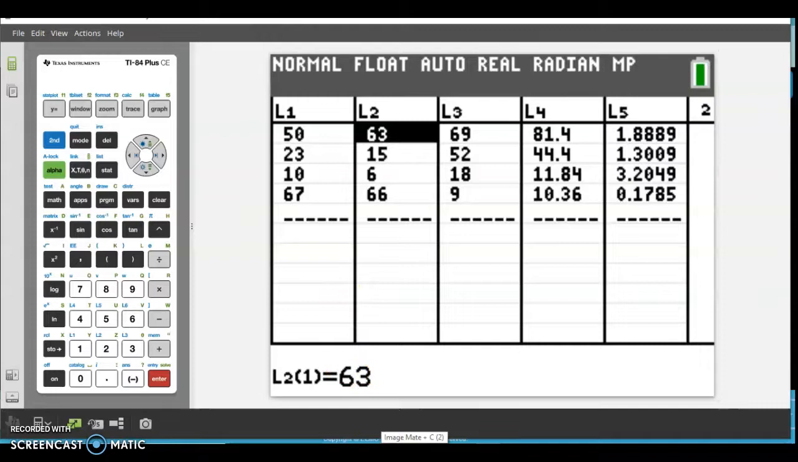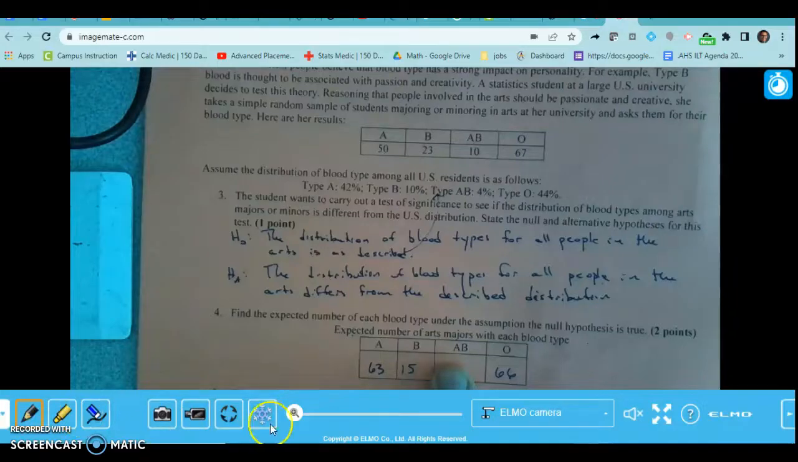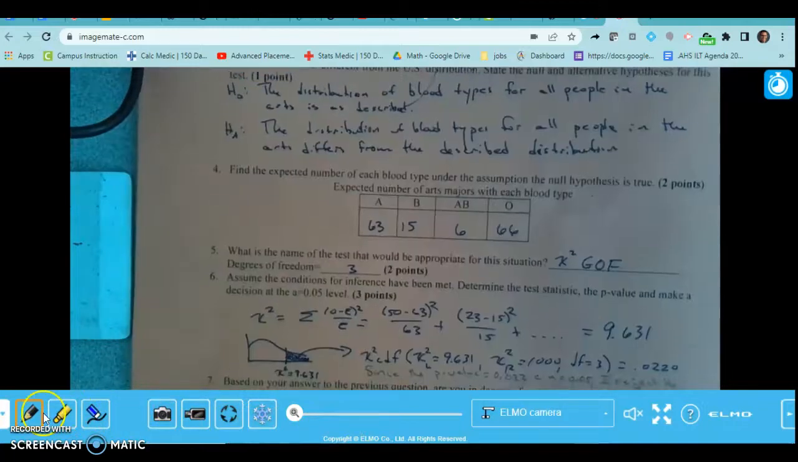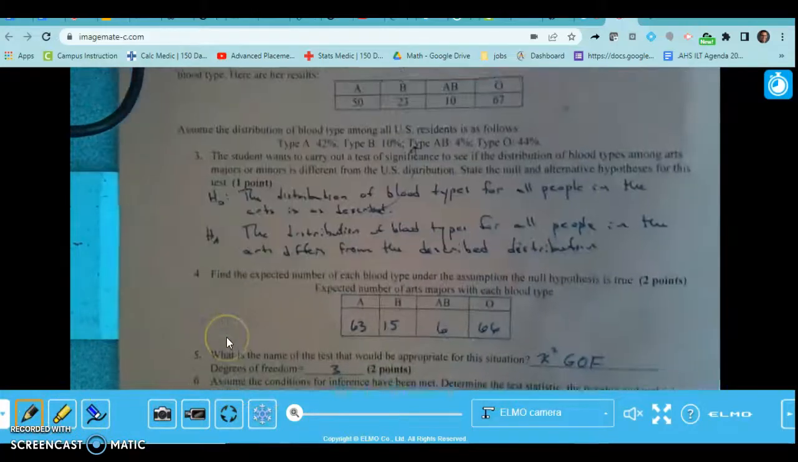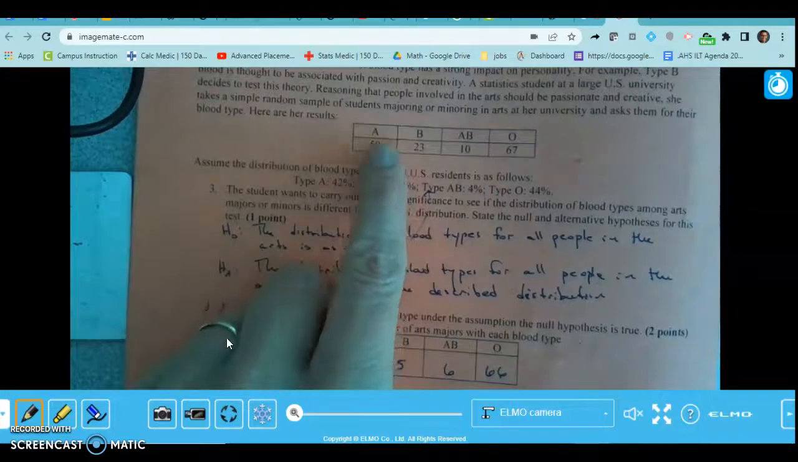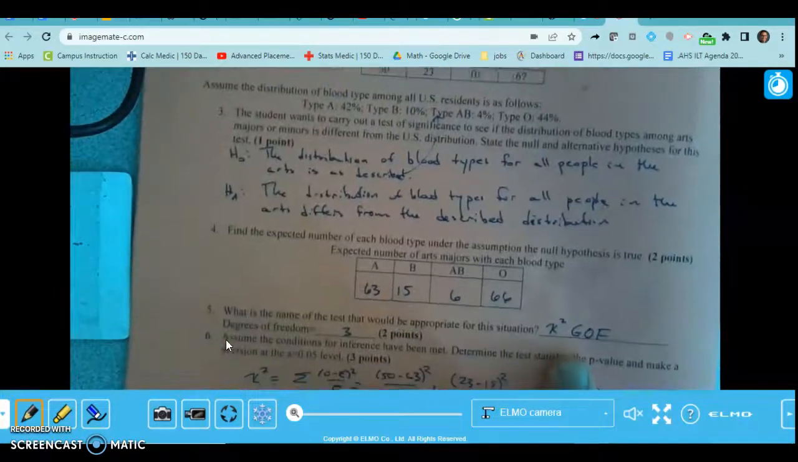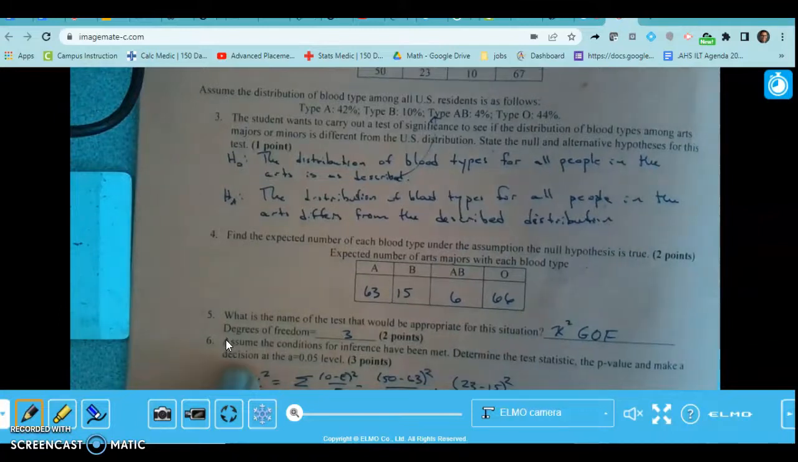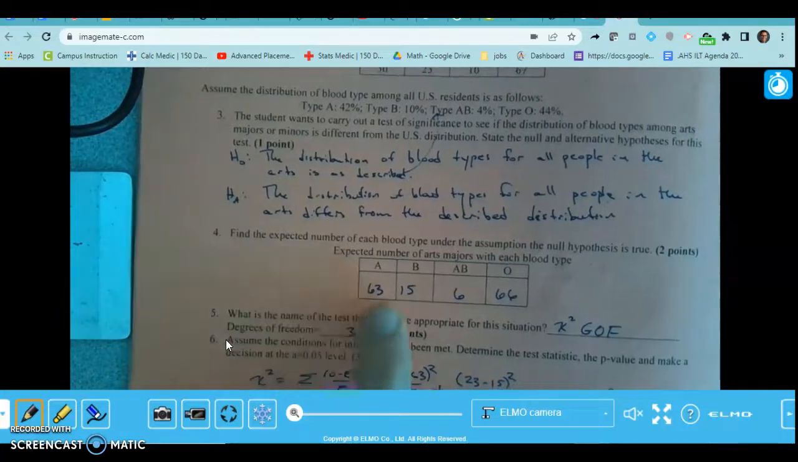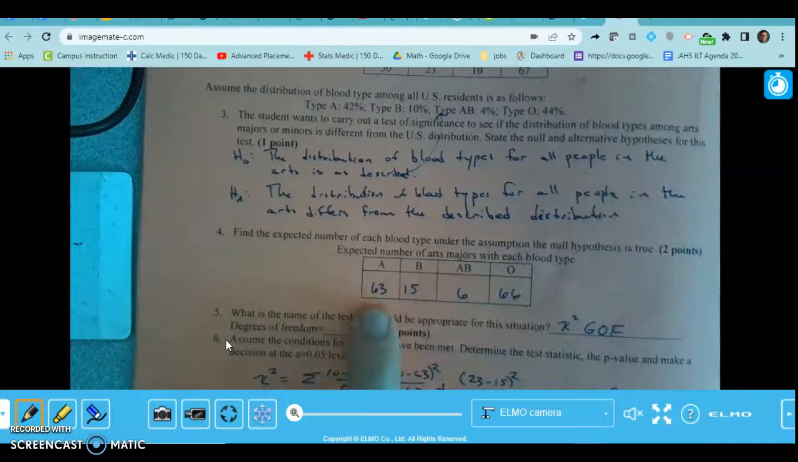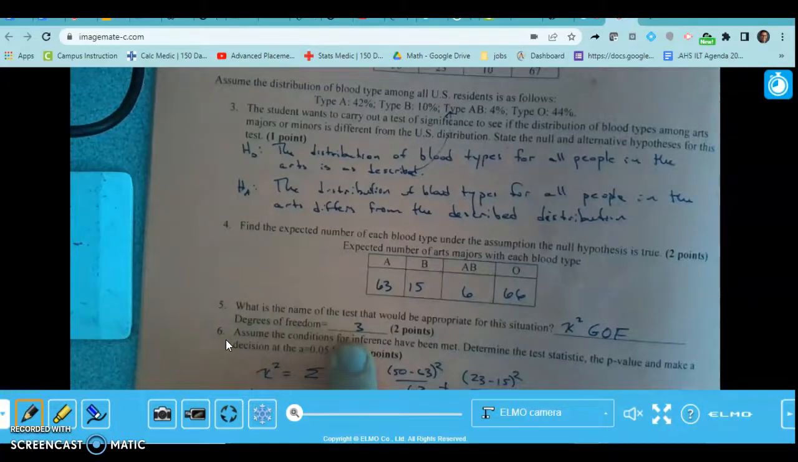So questions 3 and 4 would be as described. So the question is, how well do the observed values fit these proportions that we expected? Therefore, we have a goodness of fit for question 5. Degrees of freedom is the number of categories minus 1. We have 4 categories, 4 different blood types, so we have 3 degrees of freedom.